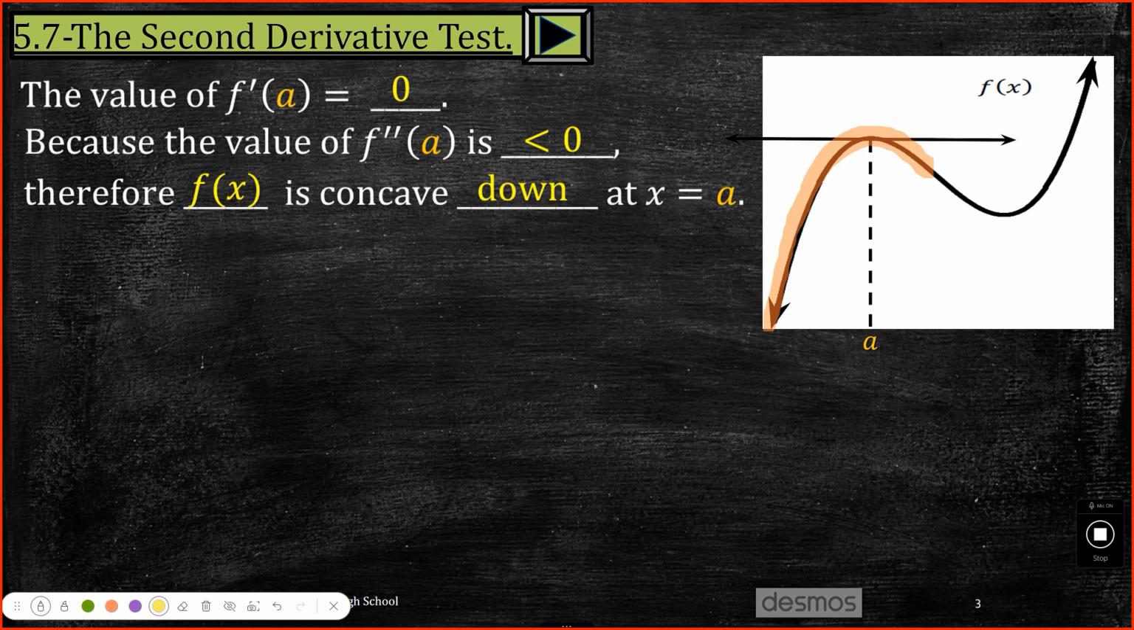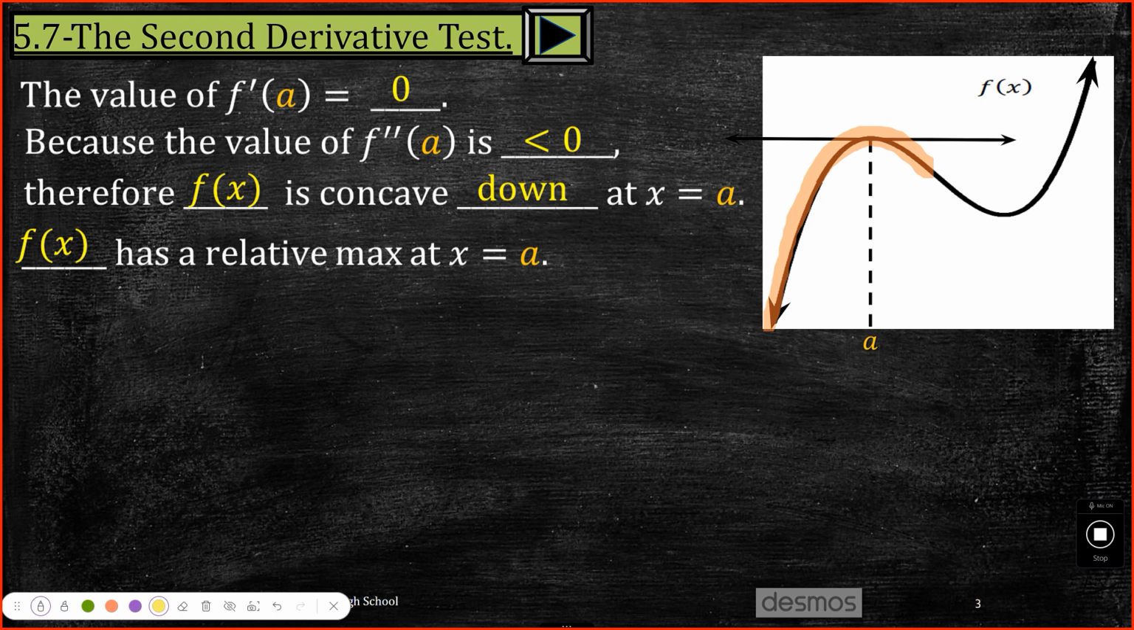We could turn it the other way and say, because f of x is concave down at x equal to a, therefore the value of f double prime of a is less than 0. You can switch it around too. What has a relative max at x equal to a? F of x has a relative max at x equal to a. So we have to be very careful about saying which function you are talking about.